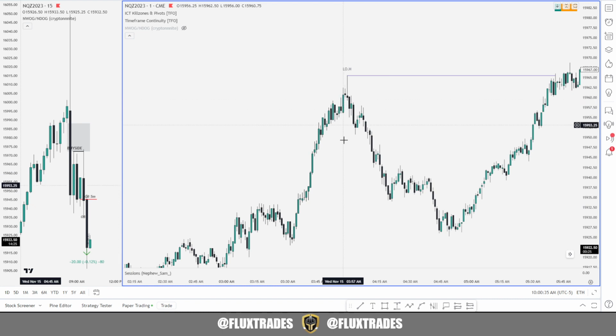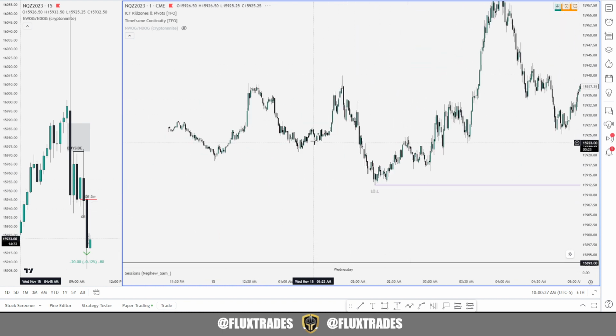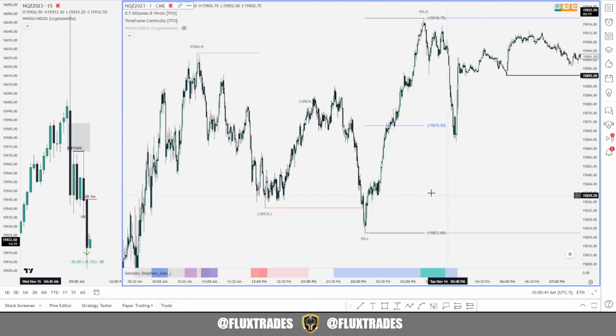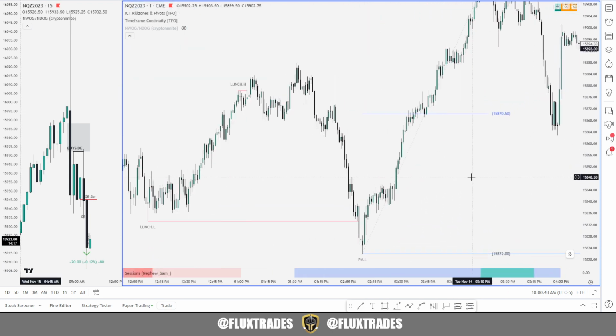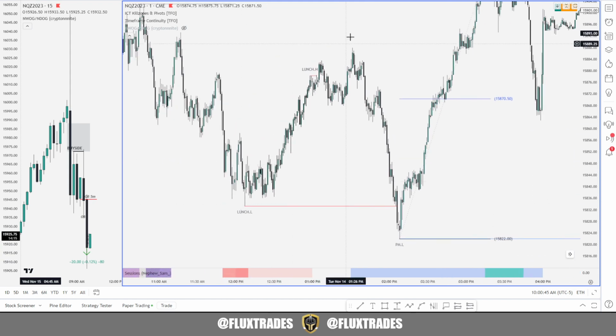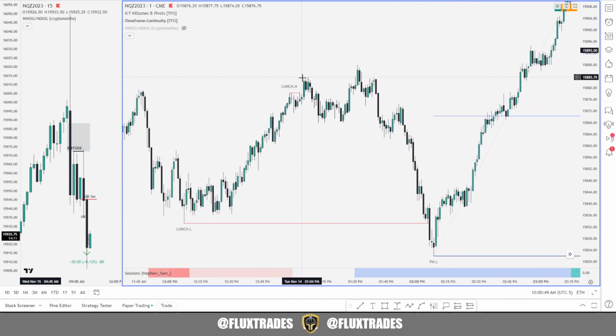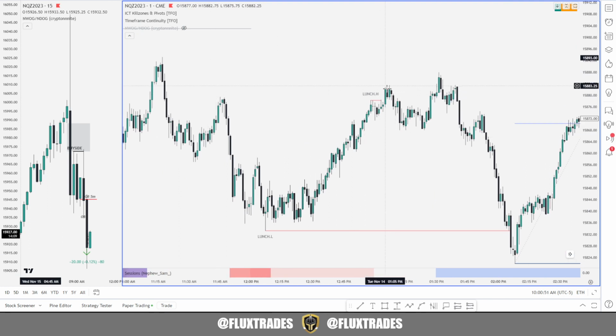There's no inversion fair value gap at the top, so we're not going to use that. But if you find a really nice one, I think yesterday there was a nice one. Yeah, here we go. Here's yesterday's price action. We had a nice market maker sell model and a buy model right after that. So relative equal highs here, pierce it again.